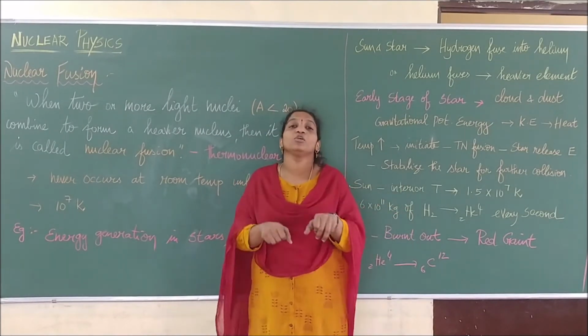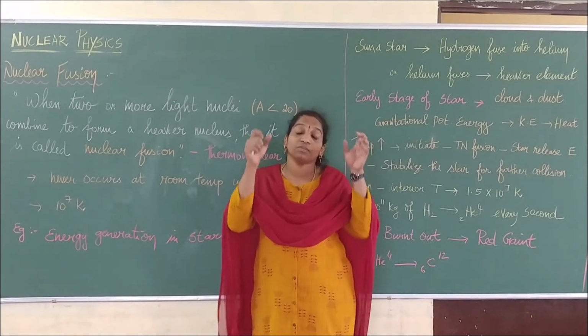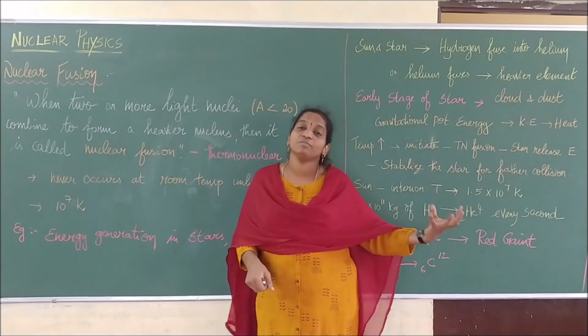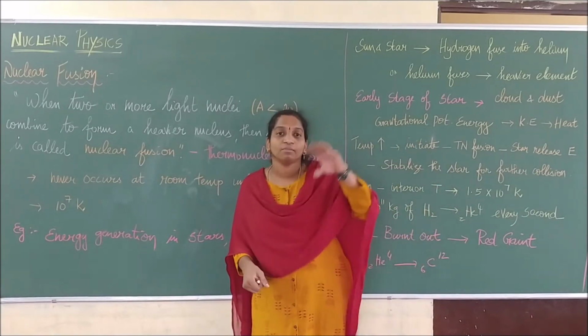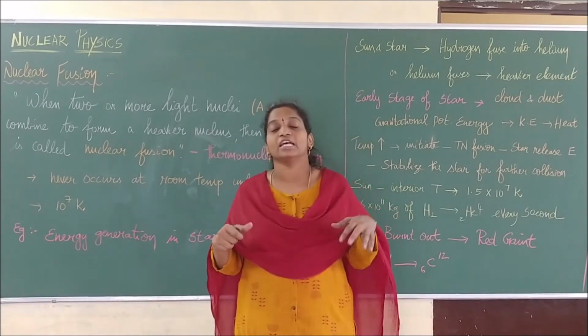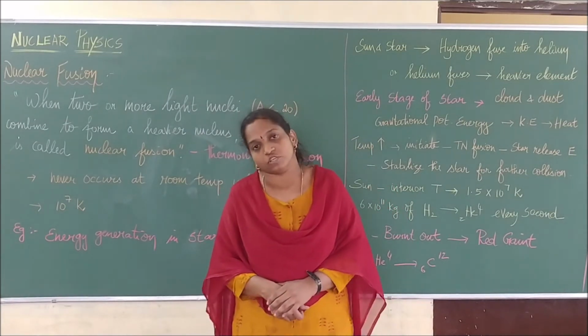We already studied this in mass defect and binding energy, the same concept. When two lighter nuclei join together to form a new product, the mass of the product will be less. So where has that mass difference been spent? It has been released in the form of energy.